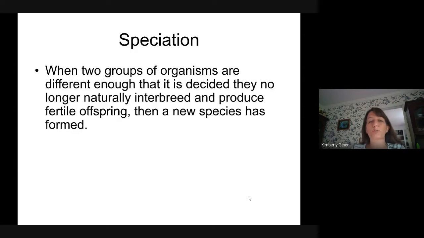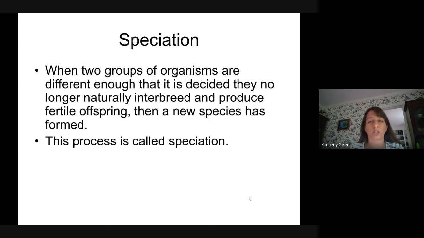When two groups of organisms are different enough that they no longer naturally interbreed and produce fertile offspring, then we have a new species. This is called speciation. So speciation is going to be an important part of evolution, that when differences become enough that they no longer interbreed, we have a new species, which is what Darwin has been talking about. His book was called On the Origin of Species.